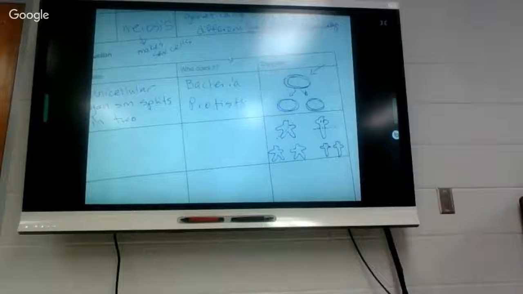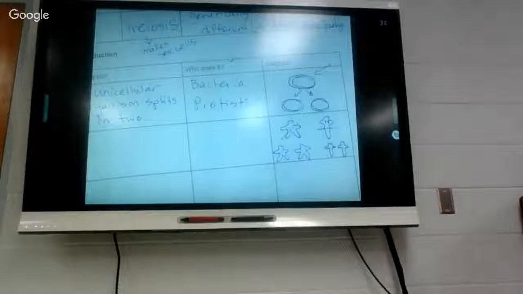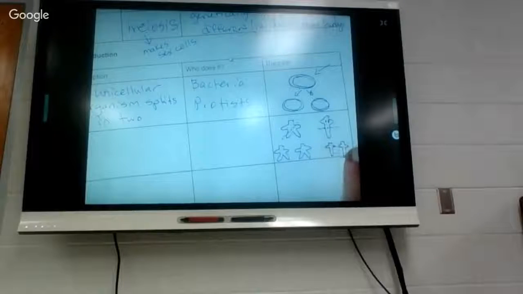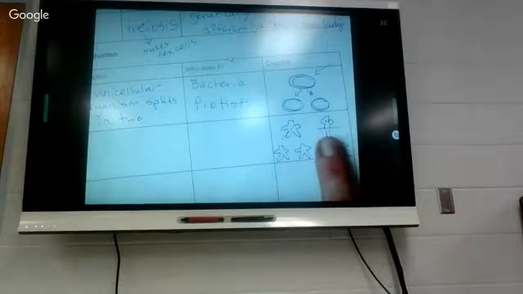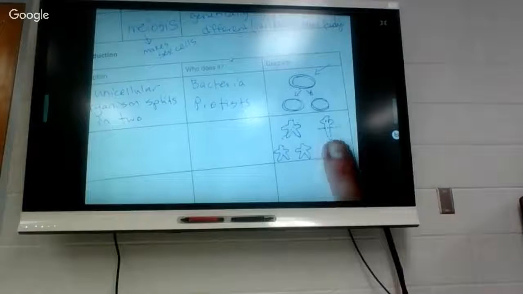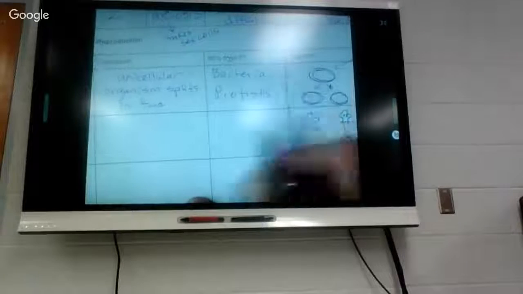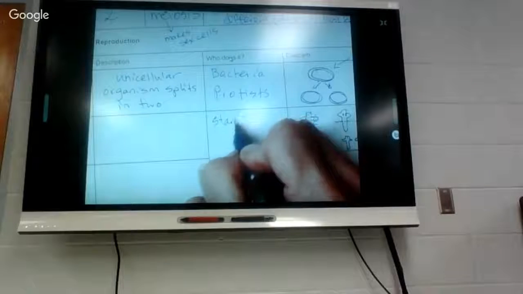Would that be asexual? Well, because it starts as one and it's cloning itself, yes. These are sexual too, but if they can't find a mate, they hold on to something in a pond and pull themselves apart, and then both of them will form into a clone of themselves. So this one, we're going to put starfish.